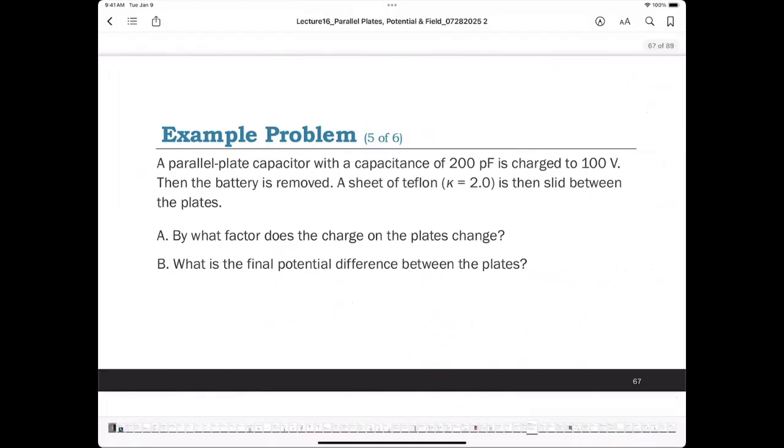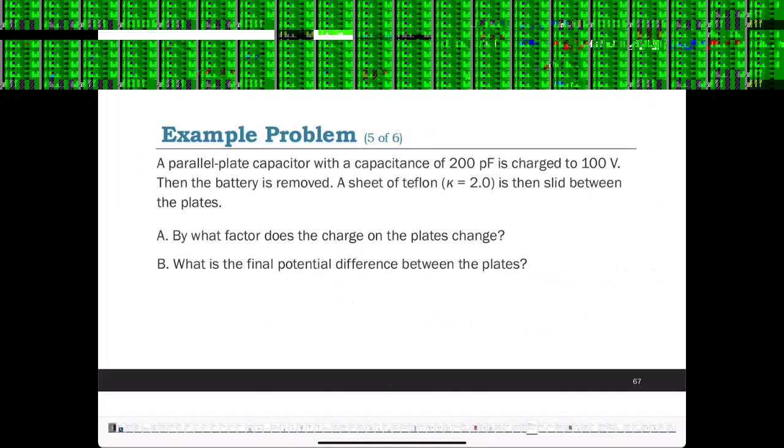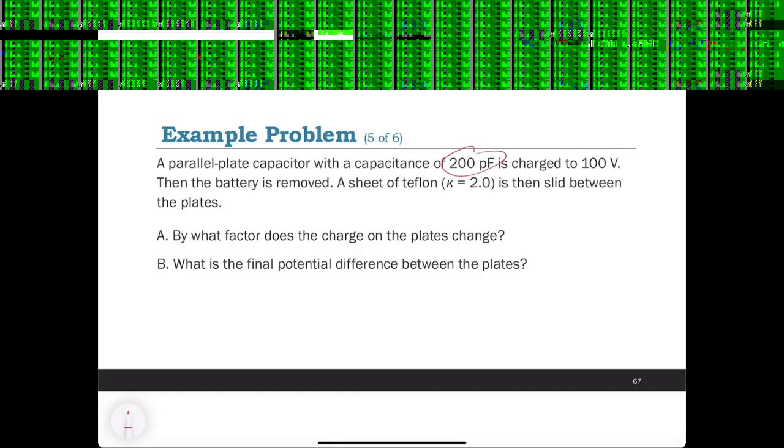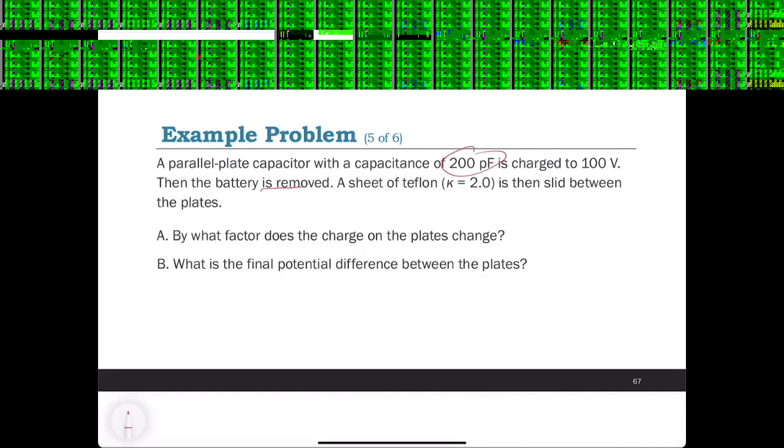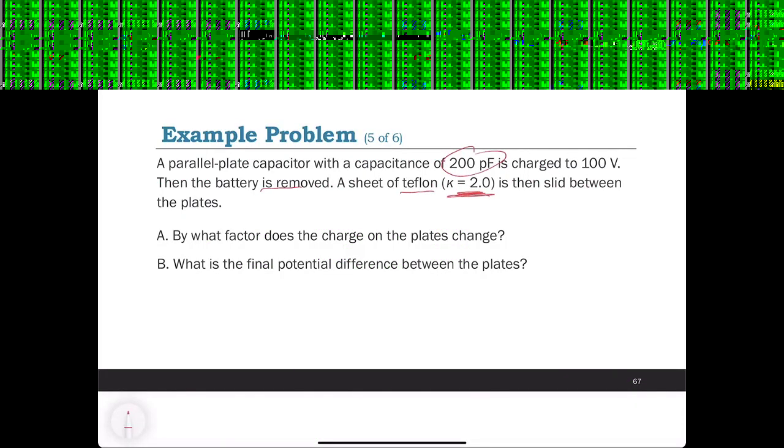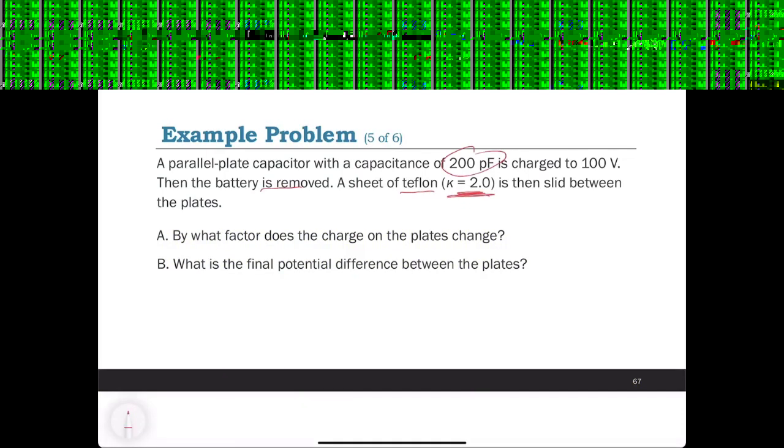A parallel plate capacitor with a capacitance of 200 pF is charged to 100 volt. Then the battery is removed. A sheet of Teflon, with K equal to 2.0, is then slid between the plates. By what factor does the charge on the plates change? And the other question is, what is the final potential difference between the plates?